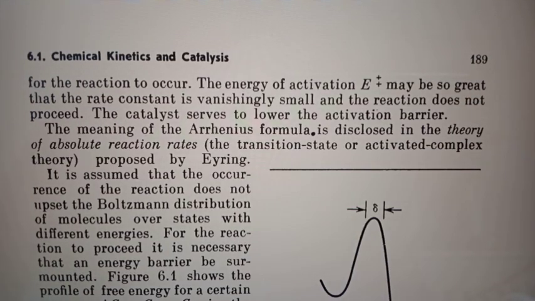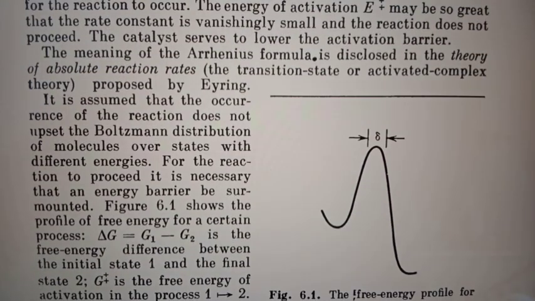The energy of activation E may be so great that the rate constant is vanishingly small and the reaction does not proceed. The catalyst serves to lower the reaction barrier. The meaning of the Arrhenius formula is disclosed in the theory of absolute reaction rates. It is assumed that the occurrence of the reaction does not upset the Boltzmann distribution of molecules over states with different energies.